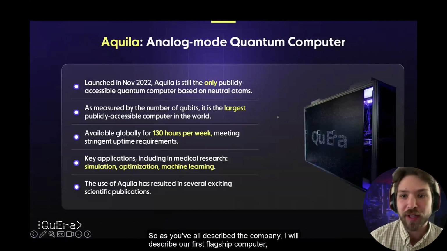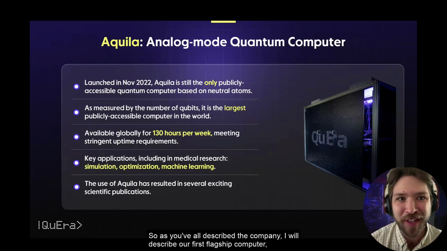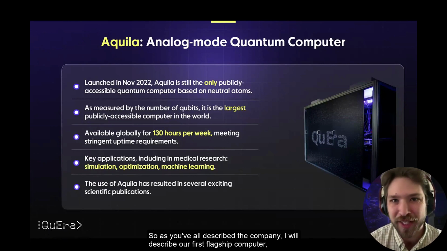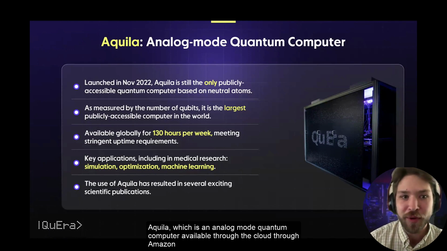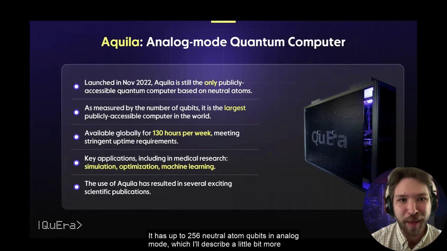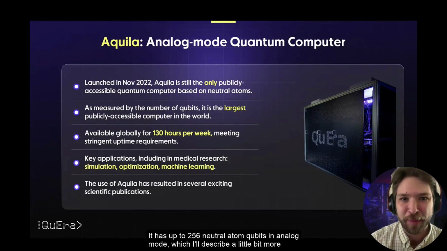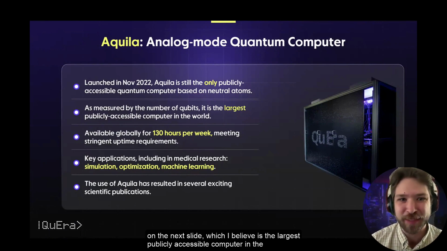Good. So as Yuval described the company, I will describe our first flagship computer, Aquila, which is an analog mode quantum computer available through the cloud through Amazon Braket. It has up to 256 neutral atom qubits in an analog mode, which I'll describe a little bit more on the next slide, which I believe is the largest publicly accessible computer in the world.